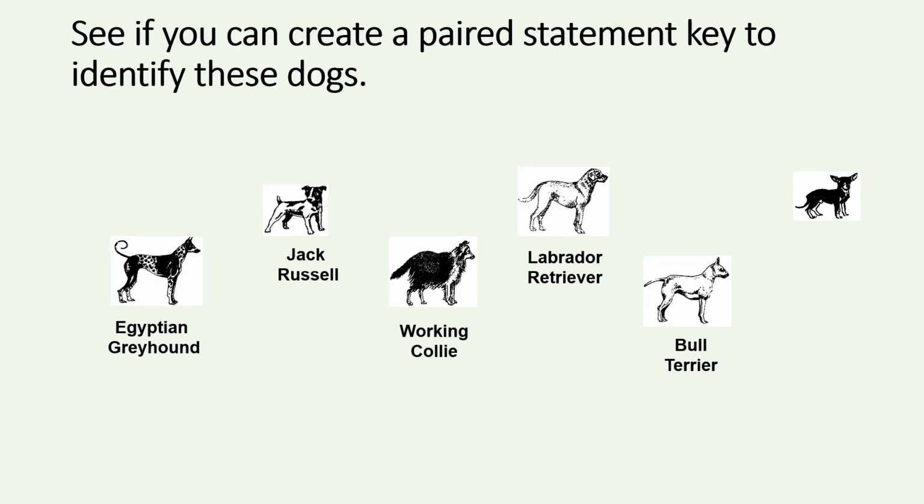Okay, so now that we've looked at a paired statement key, see if you can make a paired statement key to identify and separate all of these different dogs. So pause the video and try to do that now before I go over an example that I've already tried. So you can look at the size of the dog, you can maybe look at the size of their tail, the size of their fur, whether they've got patches on their body, their ears, etc.